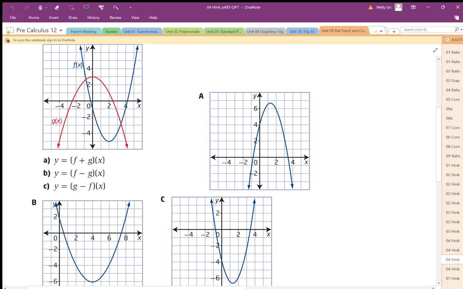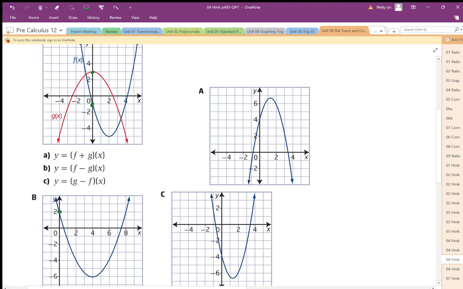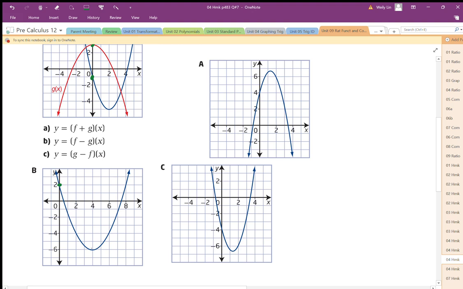Some other points we can look at are just some coordinates. Looking at x equals 0 on both of these, f of 0 is negative 1, g of 0 is positive 3, so we should expect the combined function to be equal to positive 2. That confirms that the coordinate for B is the same. We can also see if the vertex matches. We can test a couple more points.